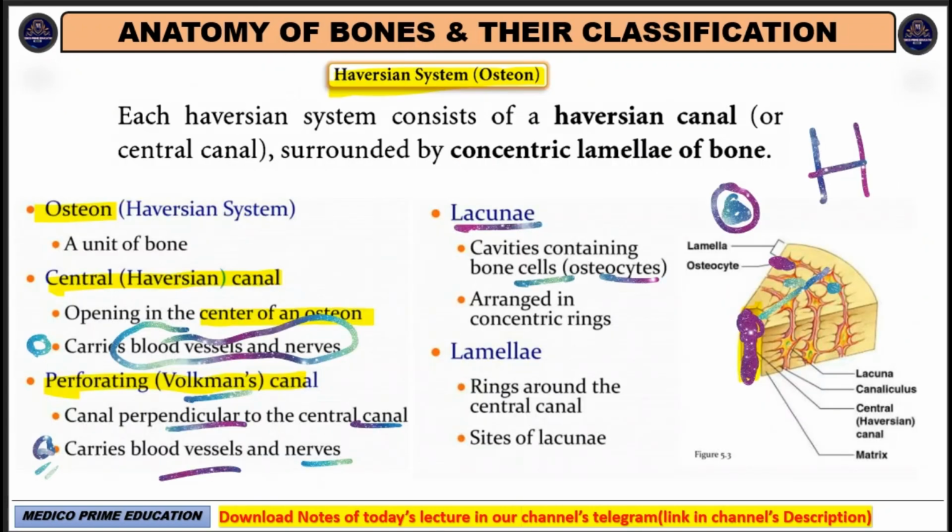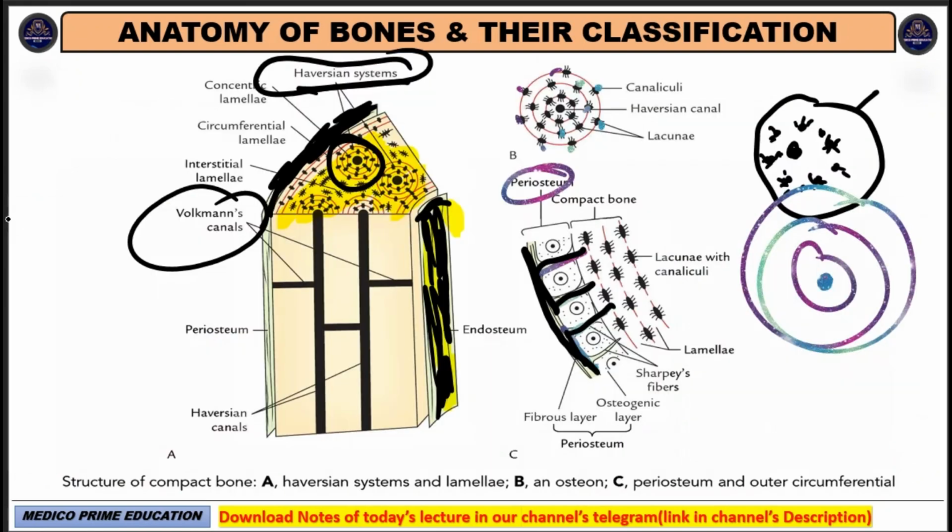So this is all about what is known as lamella. Lamella is the ring around the central canal, on the sides of the lacunae. So this is the lamella. All these are lamellae. Is everything clear? In that lamella, there is an arrangement of lacunae with canaliculi. You don't have to be confused. This diagram shows all the features here.